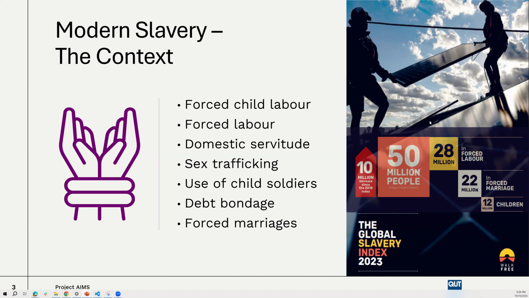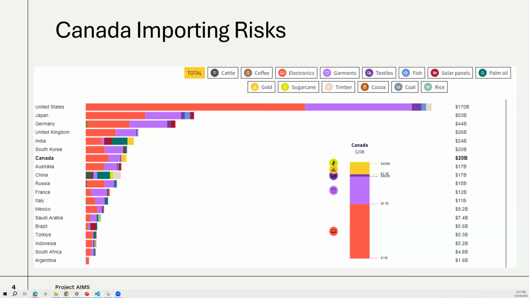And there are estimated to be over 50 million people living in modern slavery today, an increase of 10 million since the last estimates in 2018. But we often think that modern slavery only happens in the developing world or is something that we are not connected with. Well, in fact, most of modern slavery happens in the global supply chain of large corporations.